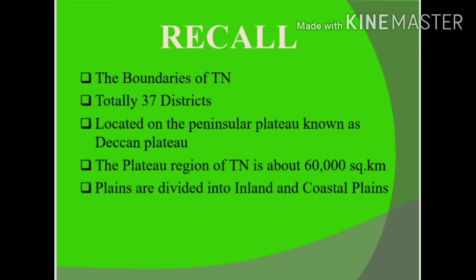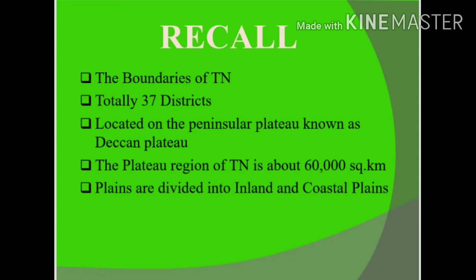The Deccan Plateau is triangular in shape when we draw it on the Indian map. The Western Ghats and Eastern Ghats are the major physical divisions, and they consist of many hills. The plateau region of Tamil Nadu is about 60,000 square kilometers, and here we have the Baramahal Plateau, Coimbatore Plateau and Madurai Plateau. These are the three regions of the plateau region of Tamil Nadu.